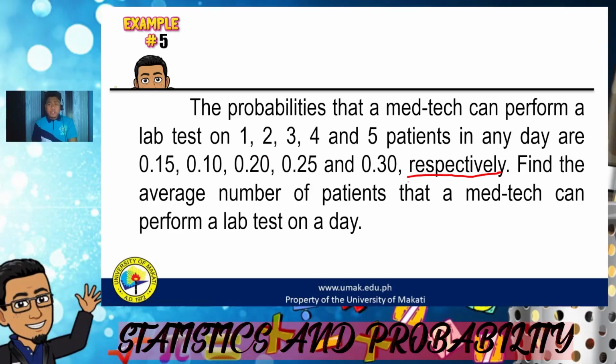Okay, observe the word respectively. It only tells us the arrangement of our random variables and probability. So kung paano po siya naka-arrange ang random variable, ganun din po ang arrangement ng ating probability. So 1 is 0.15, 2 is 0.10, 3 is 0.20, 4 is 0.25, and 5 is 0.30. Okay, so that's how you go with respectively.